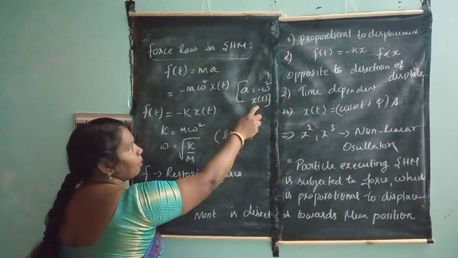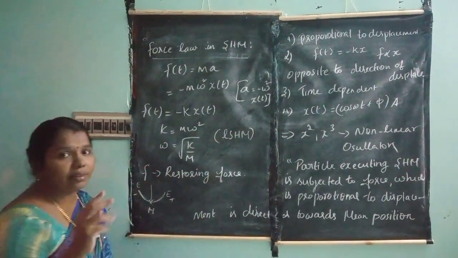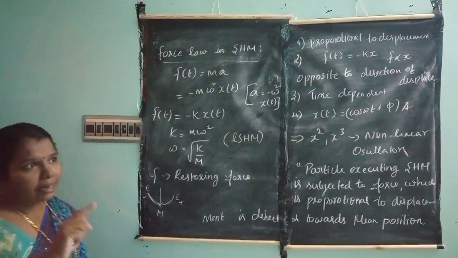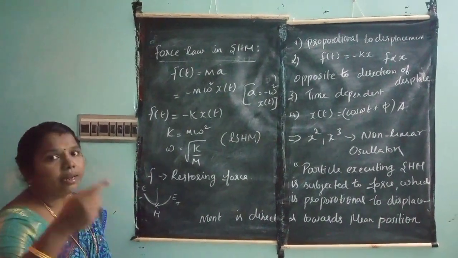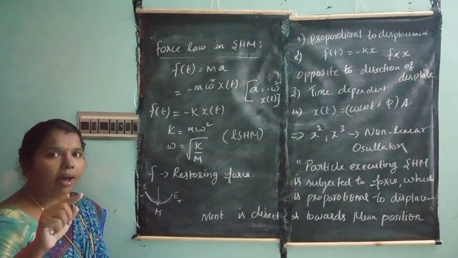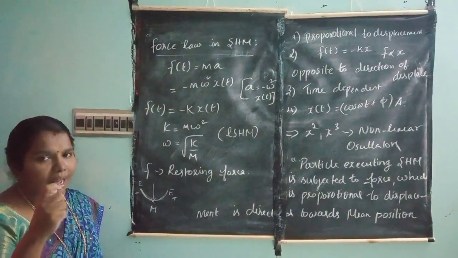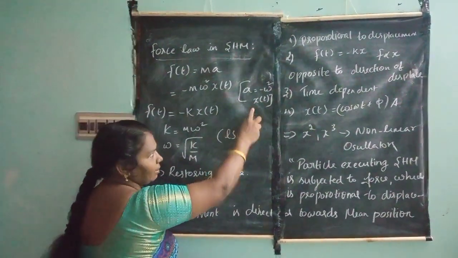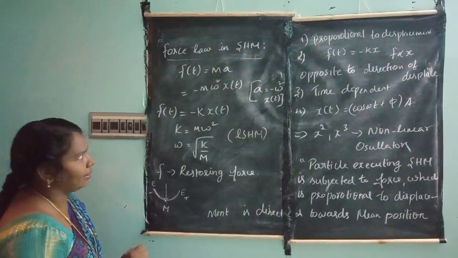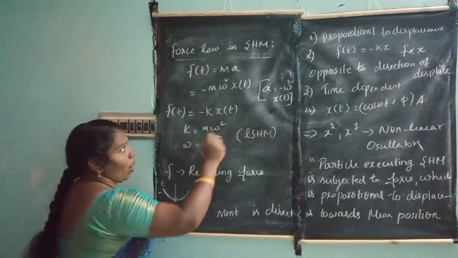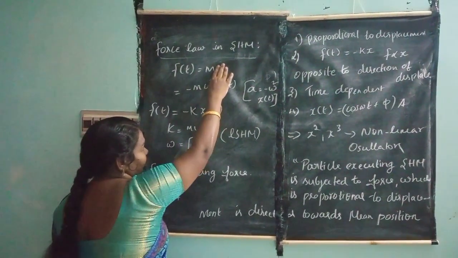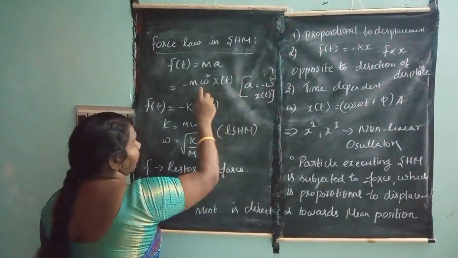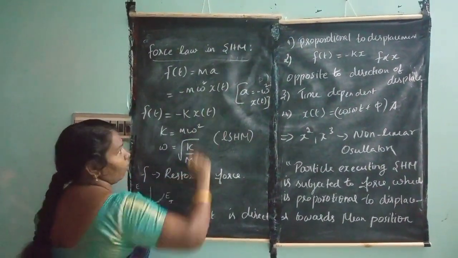Can you understand now what this term is? In the last classes I discussed the acceleration: minus omega square into a cos(omega t plus phi). That term a cos(omega t plus phi) can be taken as x of t. So this is the acceleration term. I am replacing this acceleration term and substituting these values, that is minus omega square x of t.